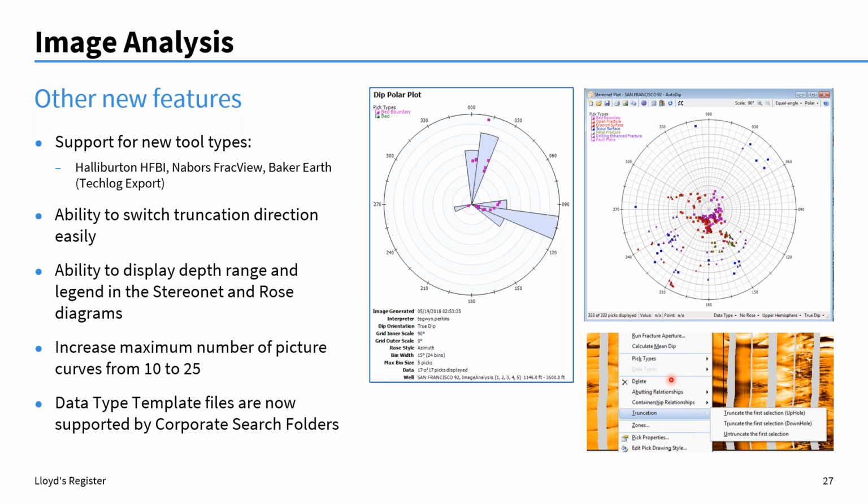So in here, if you right click on the image, there's an option that says truncation, and now you're able to select if you want to truncate the first selection uphole or downhole. There's also the ability to display depth range and the legend in the StereoNets and ROSPLAT, which is what you see in here. You can now see the legend. And data type template files can now be supported through the corporate search folders.